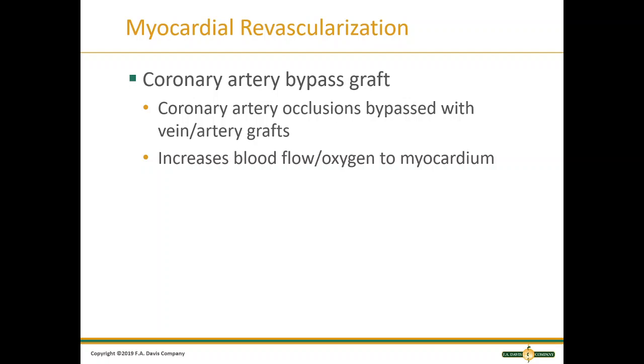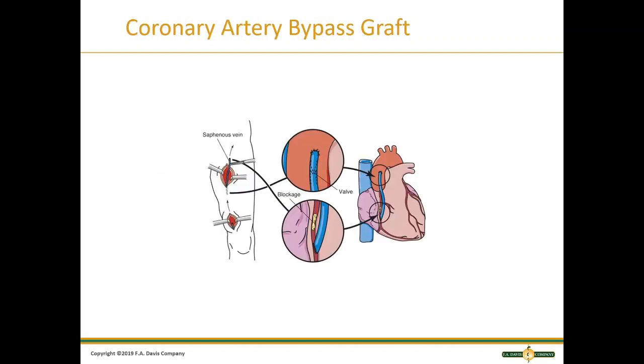Myocardial revascularization. So this is coronary artery bypass graft. This is a different procedure. This is where a coronary artery occlusion is bypassed with veins and arteries. So they'll actually do a bypass, and it increases the blood flow and oxygen to the myocardium. Here you can see they take the vein, see this saphenous vein? They'll take this from the leg and use it up into the heart right here.